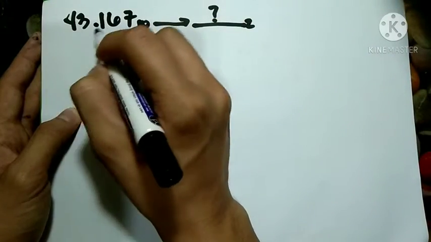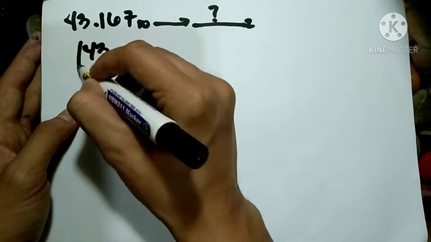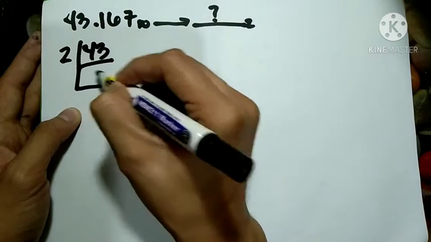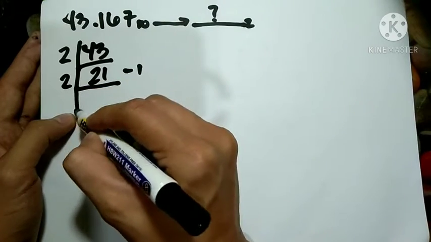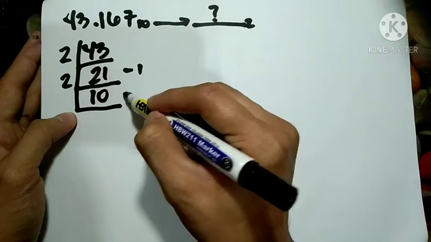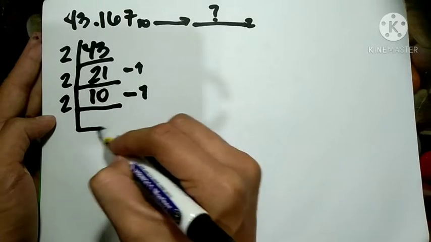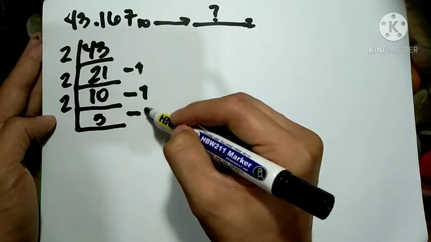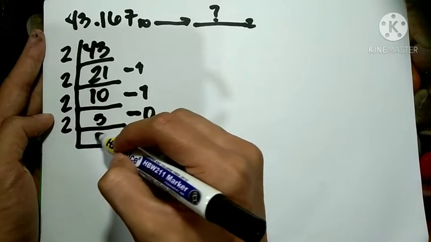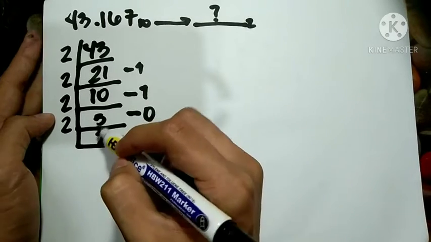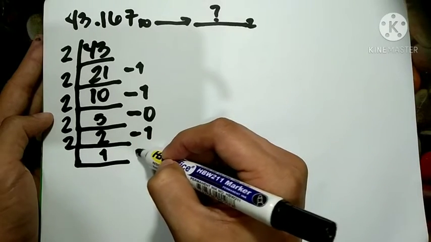So again, let's separate this whole number from the decimal and divide it by 2. 43 divided by 2 is 21. The remainder is 1. Then 21 divided by 2 is 10. The remainder again is 1. Then 10 divided by 2 is 5. The remainder is 0. 5 divided by 2 is 2. The remainder is 1. Then 2 divided by 2 is 1. Then we stop here.